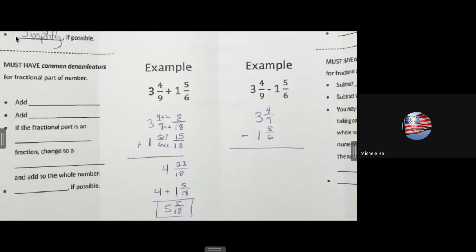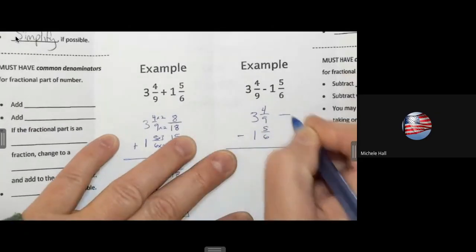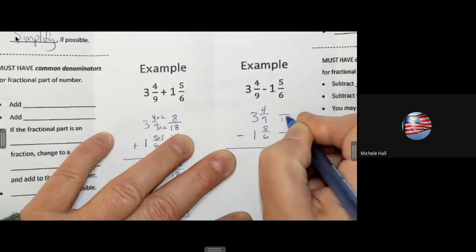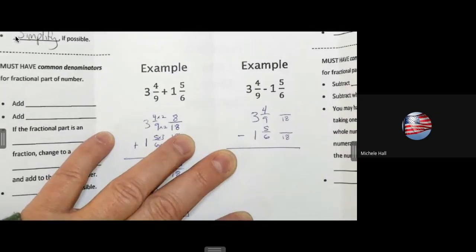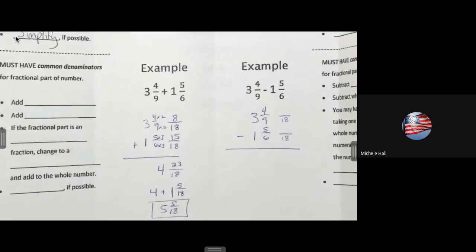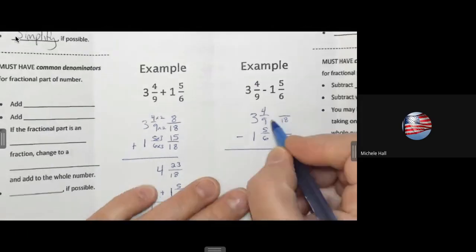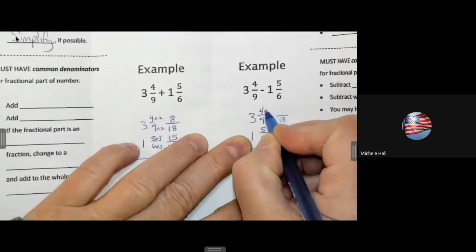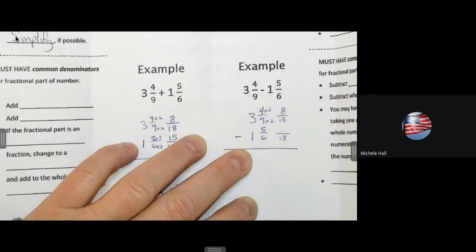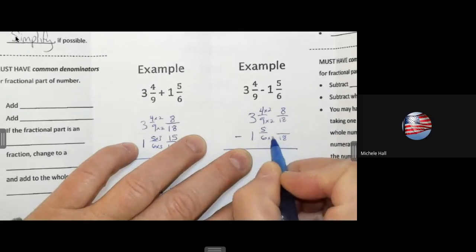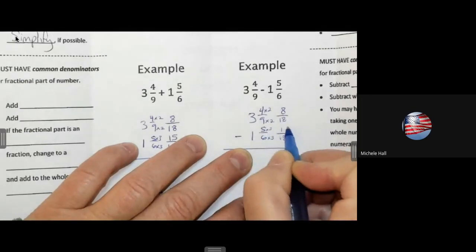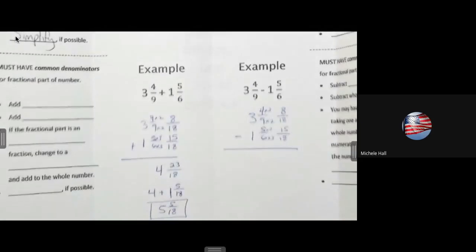Again, I want to find that common denominator. For 6 and 9, we know it's 18 again. And then adjust your numerators. 9 times 2, so 4 times 2 is 8. 6 times 3, so 5 times 3 is 15. This time we're subtracting.